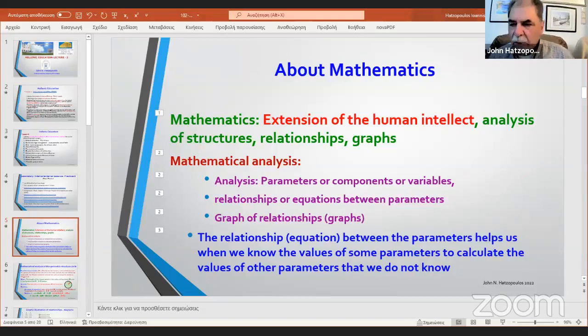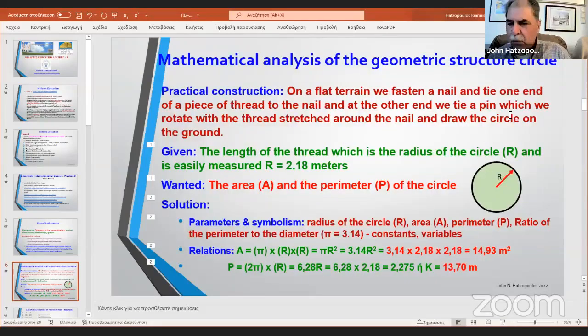We are going to give an example here about the geometrical structure of the circle, which is very easy to make on the ground with a piece of thread and a nail to tie the thread on the ground and a pin on the other end. You can see here is the nail, here is the pin. We go around and we make the circle. All we need to know to do that is the length of the thread, which is the radius of the circle.